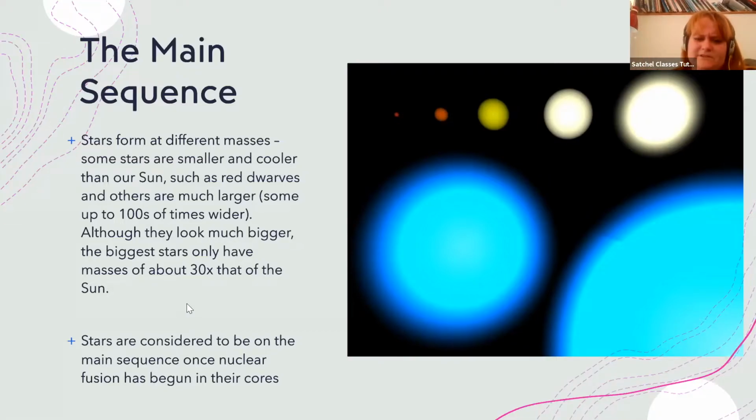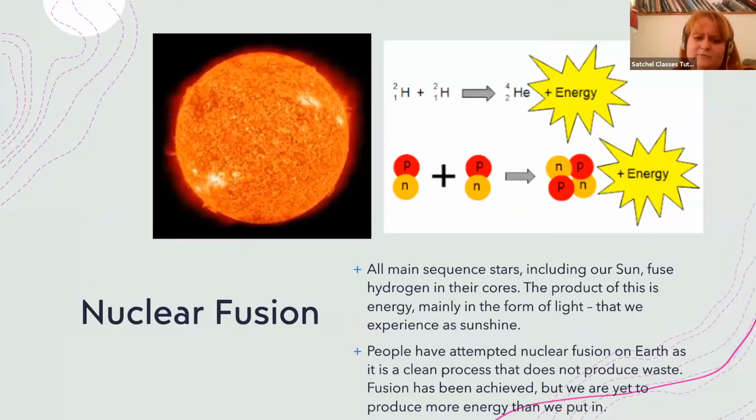Stars are considered to be in the main sequence once nuclear fusion has begun in their core. That's a very key point: they're on the main sequence, the main part of their life, once nuclear fusion has occurred in their cores. Once all the gas is hot enough and compressed enough in the core of the star, nuclear fusion starts. So we can detail that next.